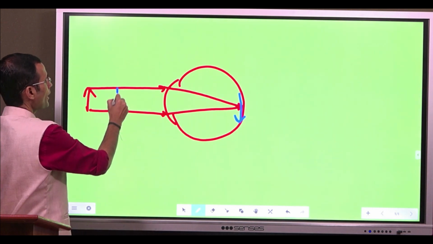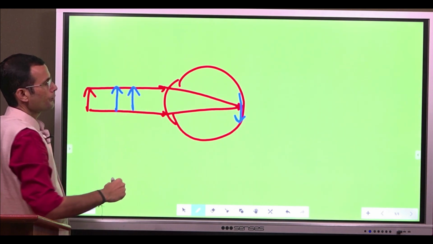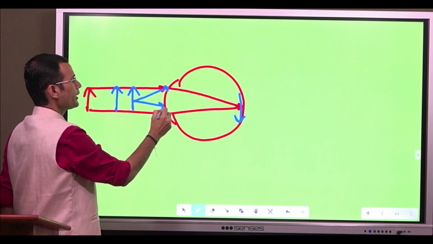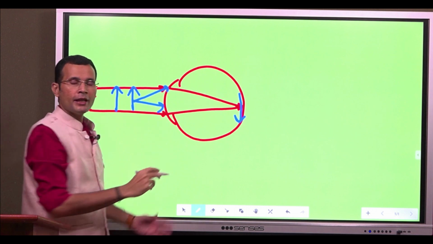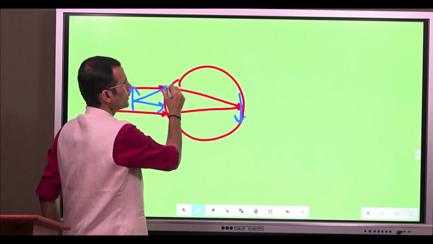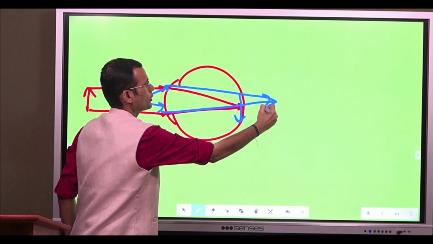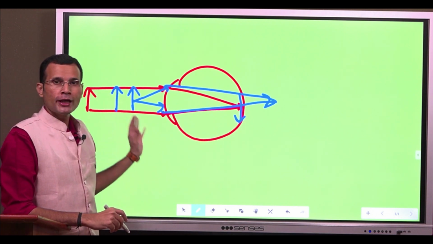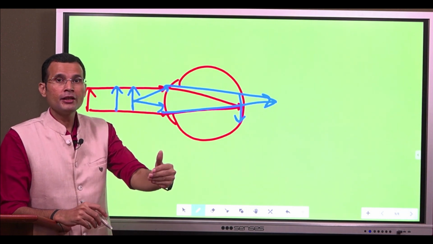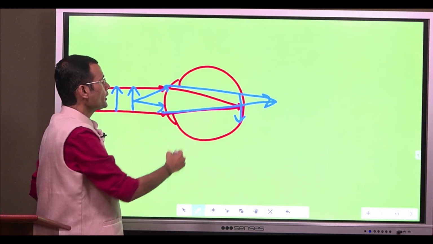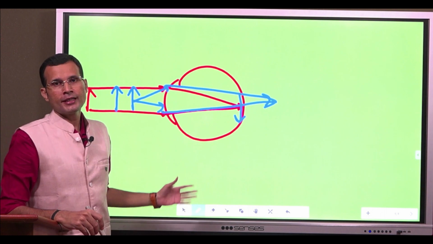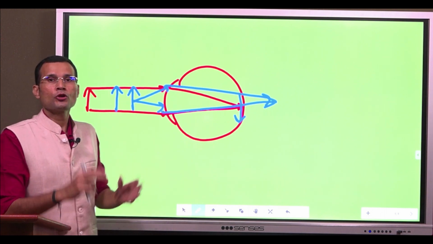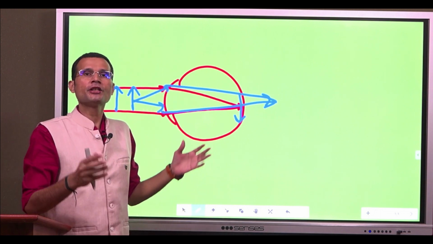But when the object starts coming closer and closer, first of all, the rays are going to be divergent rays, and when they enter the eye, they are going to form the image beyond the retina. And therefore, to see that object clearly, to focus its image on the retina, certain changes have to be made in the eye, and those changes are called the changes of accommodation. It's called the accommodation reaction.